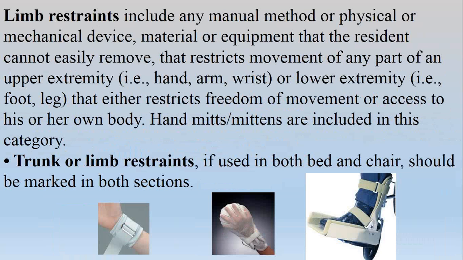Limb restraints are any manual method, again going through that entire definition, that's restricting the movement of any part of the upper extremity, the hand, arm, or wrist, or the lower extremities, the foot and the leg, that restricts the freedom of their movement or access to their body. Hand mitts and mittens are included in this category because you're not allowing them to gain access to other parts of their body or perhaps touch or move things or pull things closer to them because they can't use their fingers. Trunk or limb restraints, again, if used in both bed and chair, need to be marked in both sections.